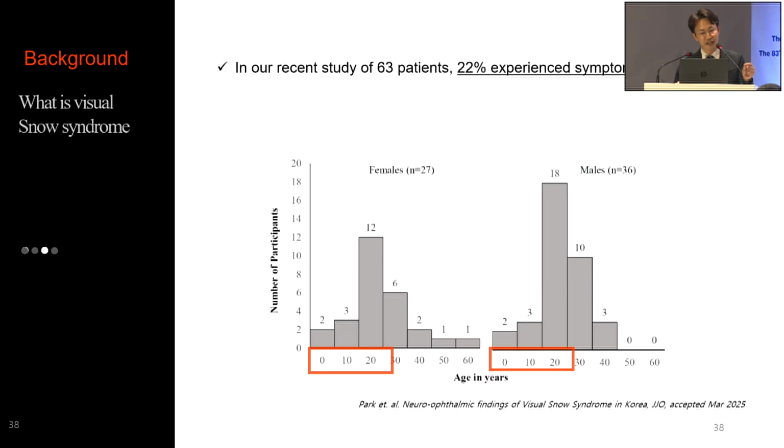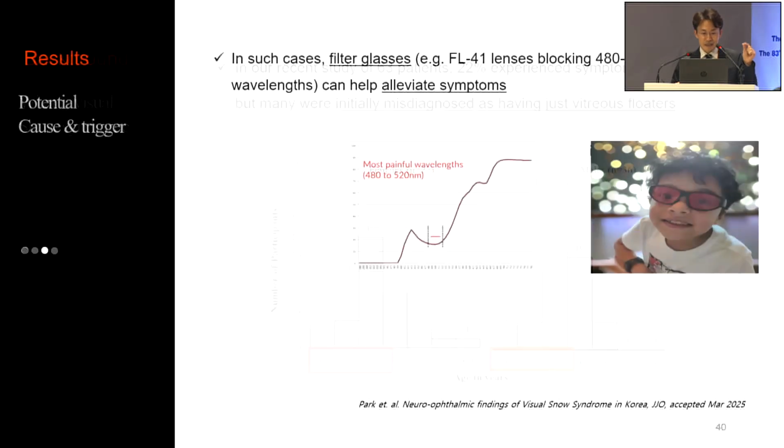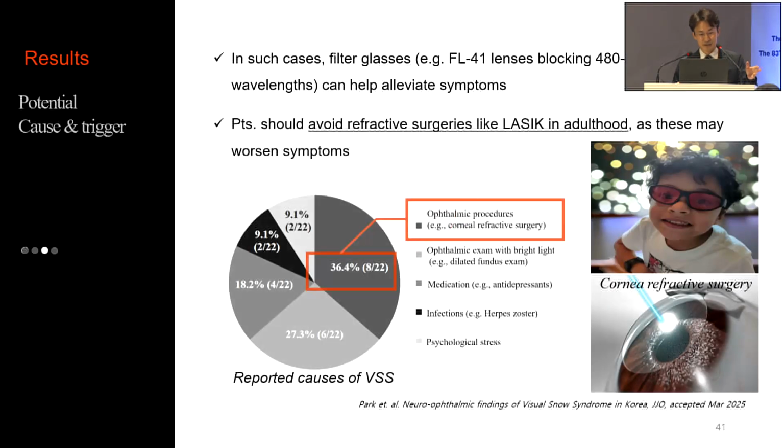In our recent study of 63 patients, 22% experienced symptoms before age 15. But unfortunately, many were initially misdiagnosed as just having vitreous floaters, regardless of their age. In visual snow patients, filter glasses such as FL-41 lenses can help alleviate their symptoms. Also, I believe that patients should avoid refractive surgery like LASIK in adulthood, as these may worsen their visual snow symptoms.